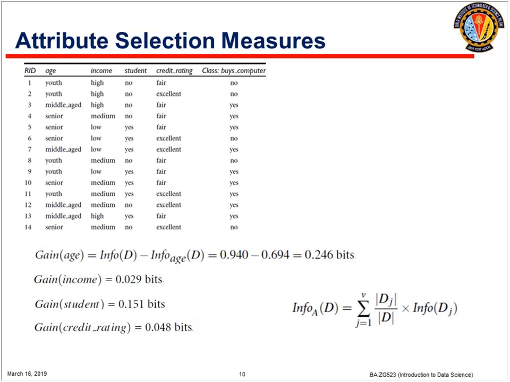So any doubt in how this entropy is used as a spreading criteria? It's clear, right? Everything is just you apply the formula and multiply by the probability of each of the values of the variable. Okay. So here age has three values: youth, middle age, and senior. So just look at the probability of each of them and multiply those probabilities with the entropy of the case.